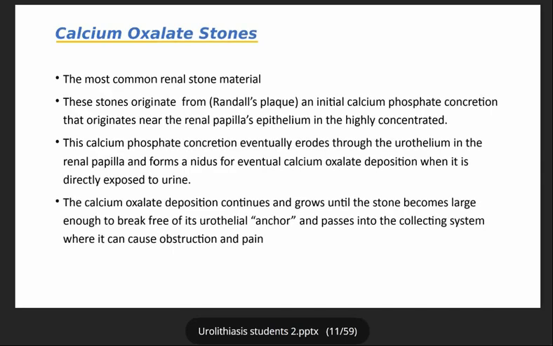Okay, so we'll start with the first stone type, which is calcium oxalate, and it's the most common. And as I mentioned earlier, it results from Randall's plaque. And Randall's plaque itself is calcium phosphate. And calcium oxalate will be on top of it, and then the calcium oxalate stone will break and be excreted in the urinary system.